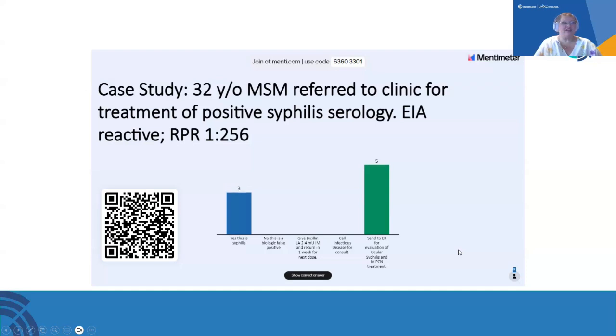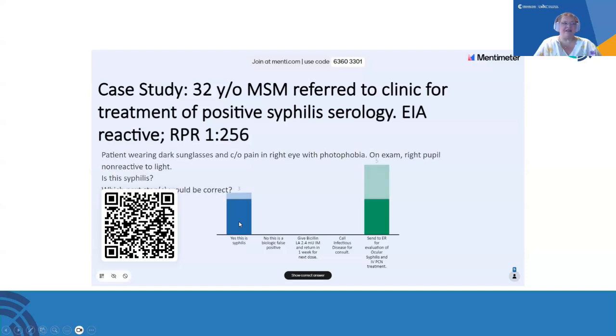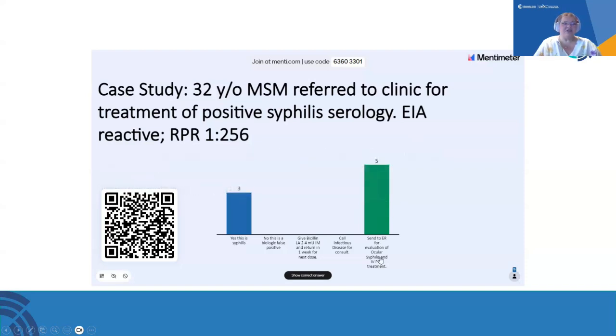Perfect. Y'all are getting it. Yes. So yes, this is definitely syphilis. We answered that together. And yes, we want to send to the ER for emergent management. If we just order a consult, there's no telling how long that's going to take to actually be done. This is an emergent situation, so send them in for immediate treatment. Excellent.